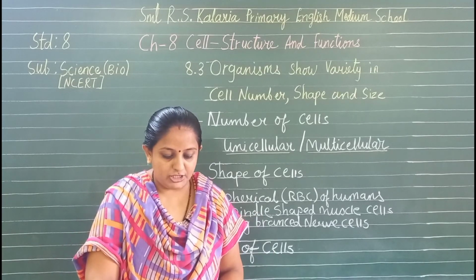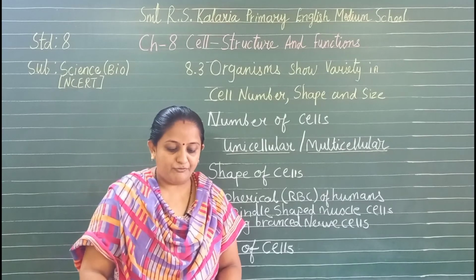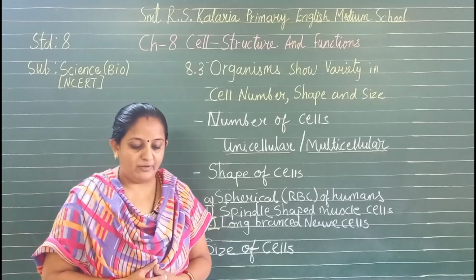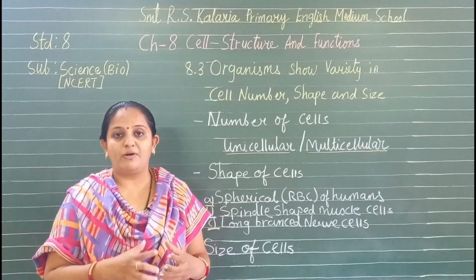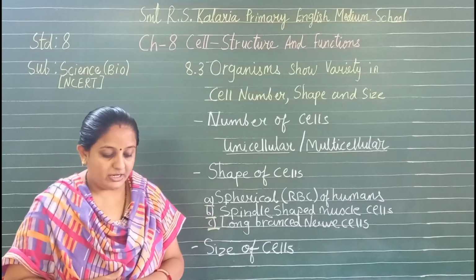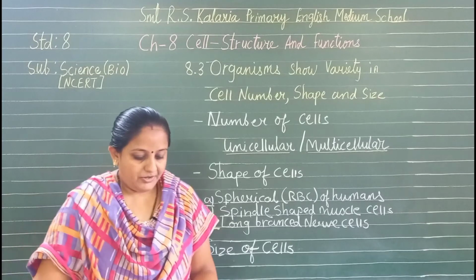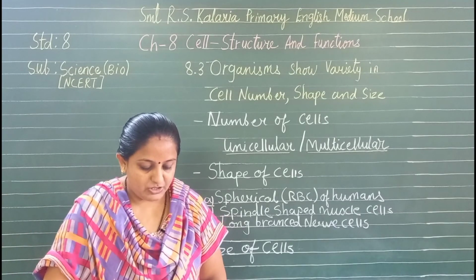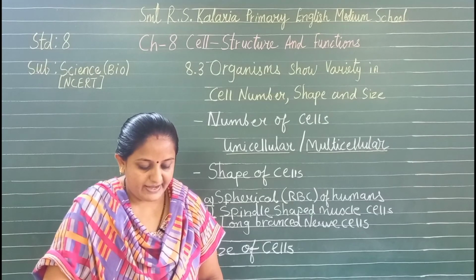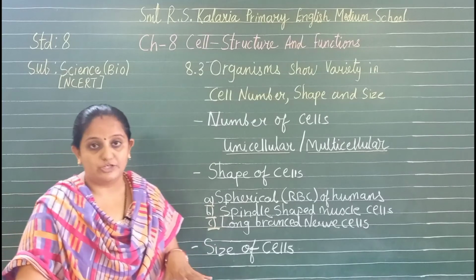Similar functions in multicellular organisms are carried out by groups of specialized cells called tissues. A tissue in turn forms an organ. So a group of cells is known as a tissue, and tissues make an organ. Now let us understand about the shape of cells. You can see in the picture, how do you define the shape of amoeba in the figure? You may say that the shape appears irregular.